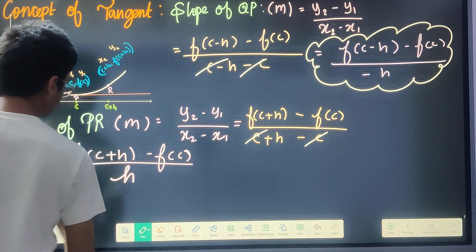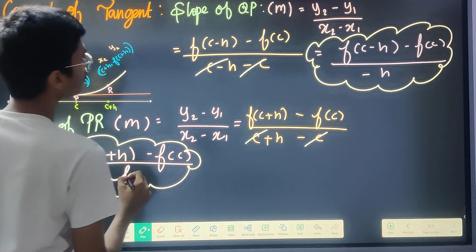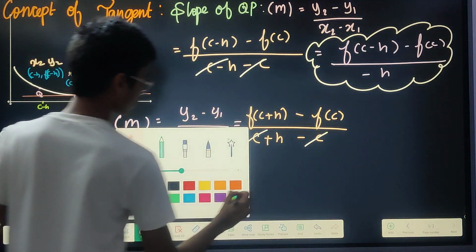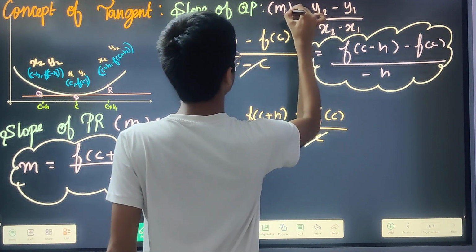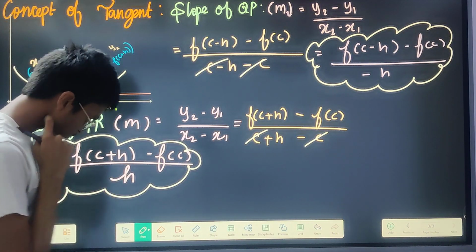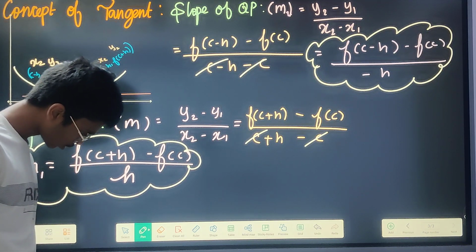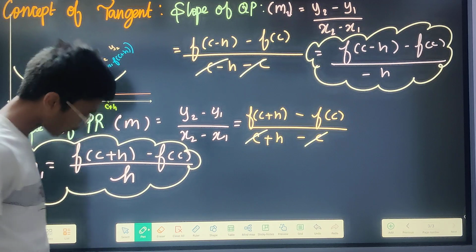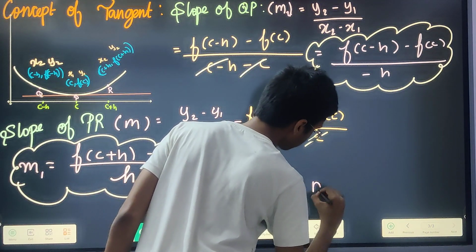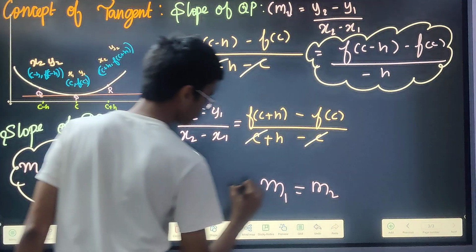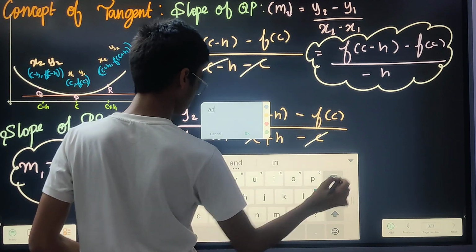Okay, and note this one point. This is the condition of differentiability. For example, I will keep it as m2 and then m1. The condition for differentiability is that m1 should be equal to m2. This is a note.